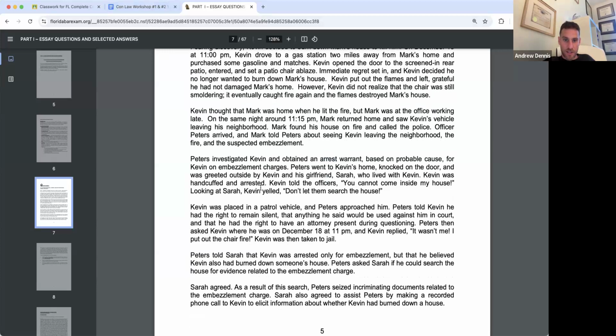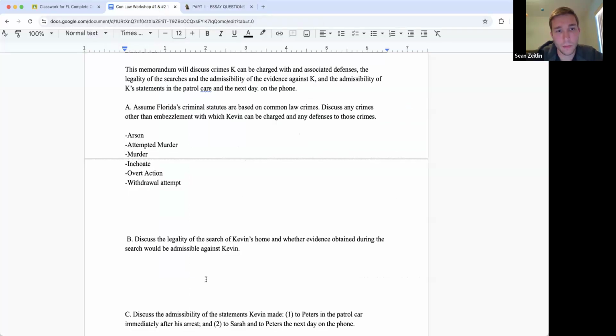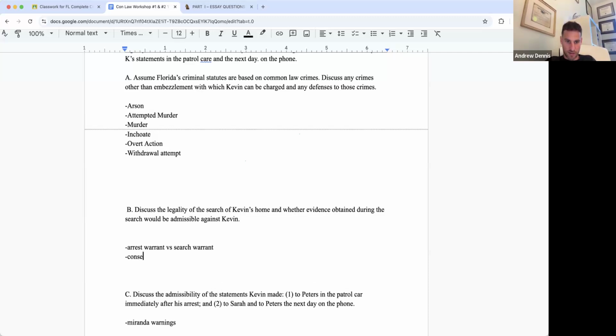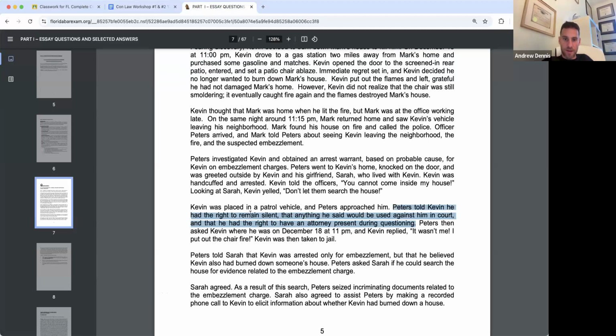Okay. Kevin was placed in a patrol vehicle and Peters approached him. Peters told Kevin he has the right to remain silent, that anything he said would be used against him, and then they had a right to an attorney present during questioning. So what's that called? The Miranda warnings. Yeah, he definitely had Miranda, right? So it seems like Miranda warnings were read. And then here it seems like arrest warrant versus search warrant and consent, right? Was there consent? I don't know. We'll see. I'm just jotting things down. Okay.